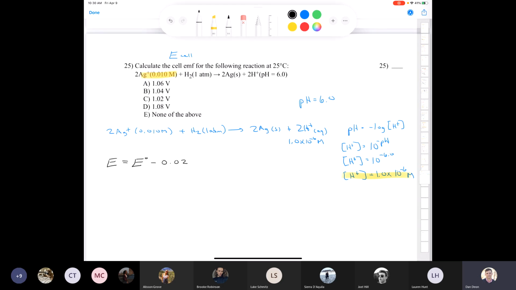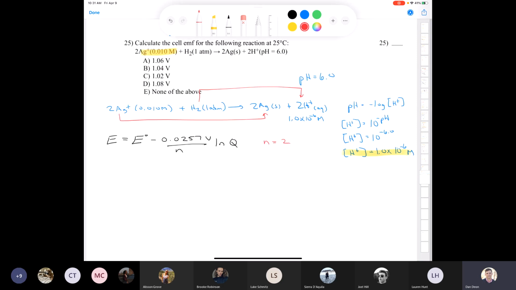negative 0.257 volts divided by N times ln of Q. Well, how many electrons are being transferred? If I'm going from 2 silver plus ions to 2 silver 0, and from H2 to 2H plus, that means that 2 electrons are being transferred. My N is equal to 2. So I know what my denominator is.